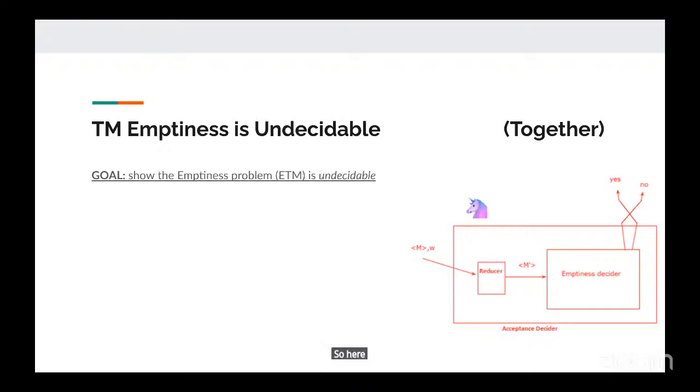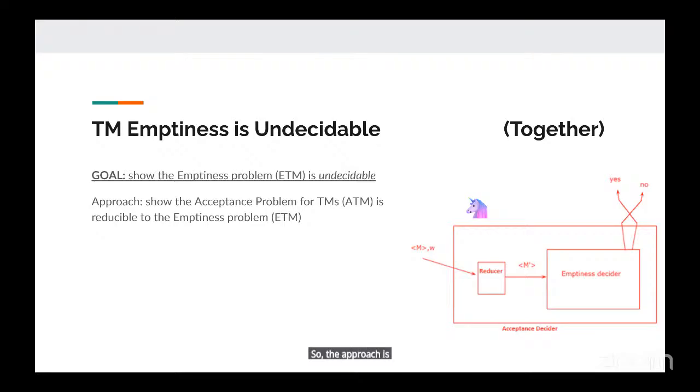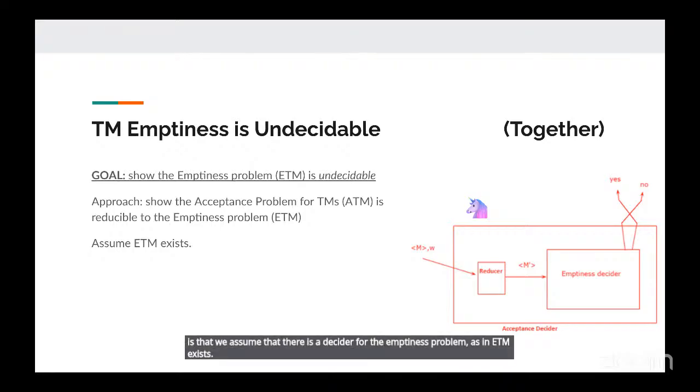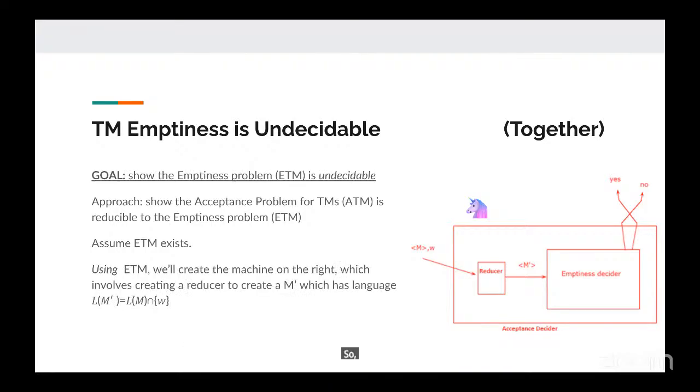So here, again, the goal is to show that the emptiness problem is undecidable. The approach is that we're trying to build the mythical acceptance decider, which shouldn't exist, using the emptiness decider. So the one assumption we make is that we assume that there is a decider for the emptiness problem, as in ETM exists. So using that machine that we assume exists, we're going to make a new machine which functions as an acceptance decider.